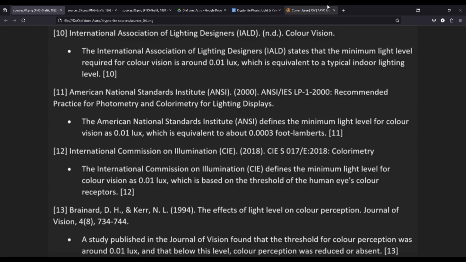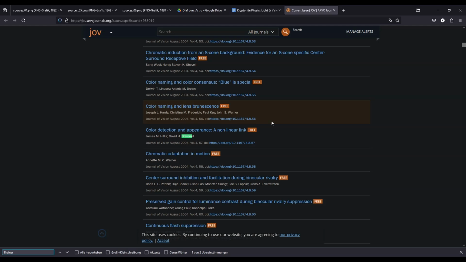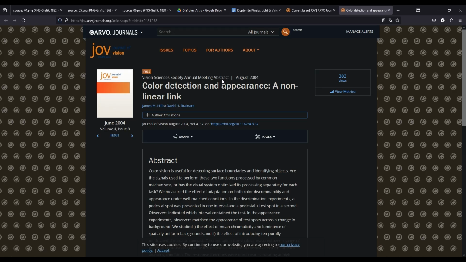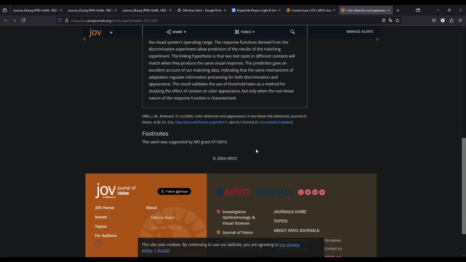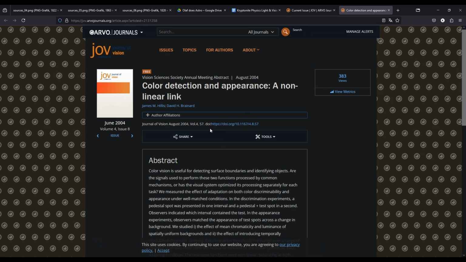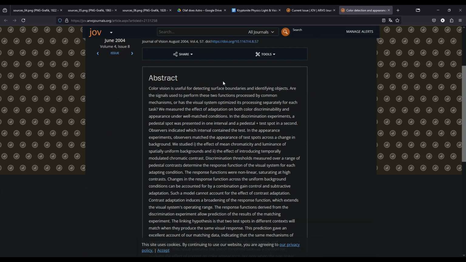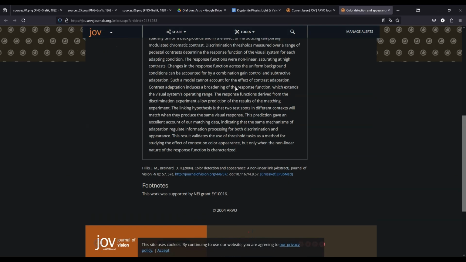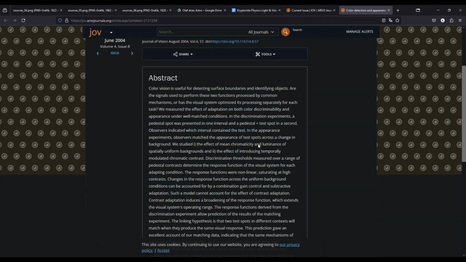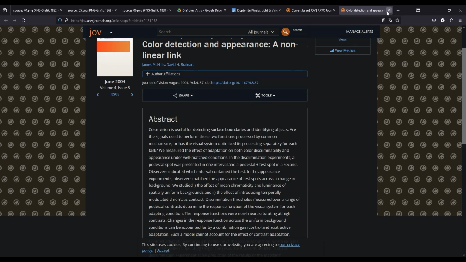But if you look at Brainard, we actually find something with Brainard. This has something to do with color detection and appearance, which is something completely different. If you look at what they say here, I had a look. You cannot see anything related to a minimum detection threshold for colors. And if you read through the abstract, it has nothing really to do with what we are talking about here.